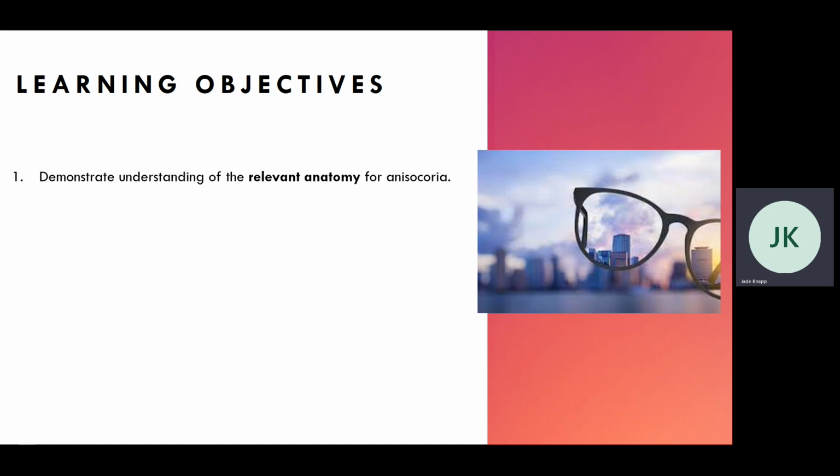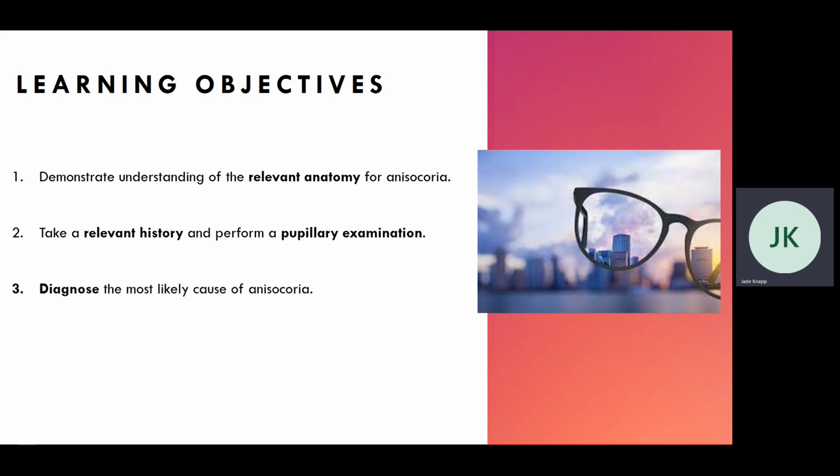What are our objectives for today? Well, you need to know some relevant anatomy. If you don't know the full pathway, you're not going to fail. But for your understanding, it's important to know some. You need to know what history to take and how to perform a pupil exam properly. You need to diagnose the most likely cause. And as I say, there's 3 main causes that we're focusing on. There's more, but there's 3 main ones. And then appropriate management.